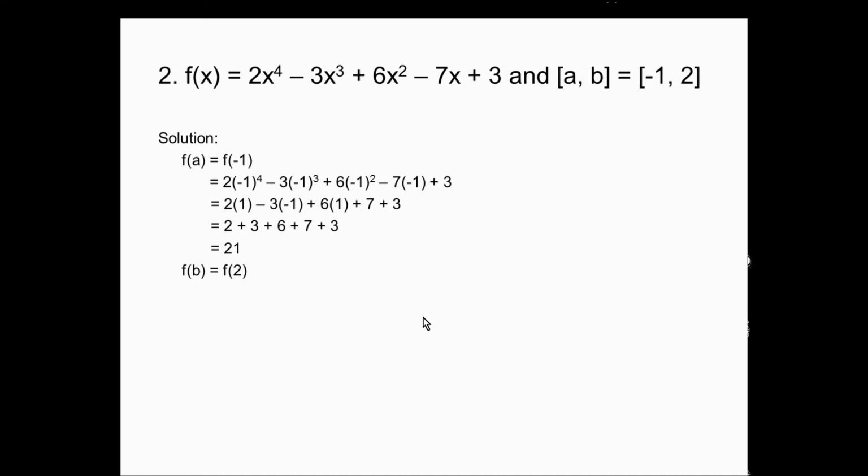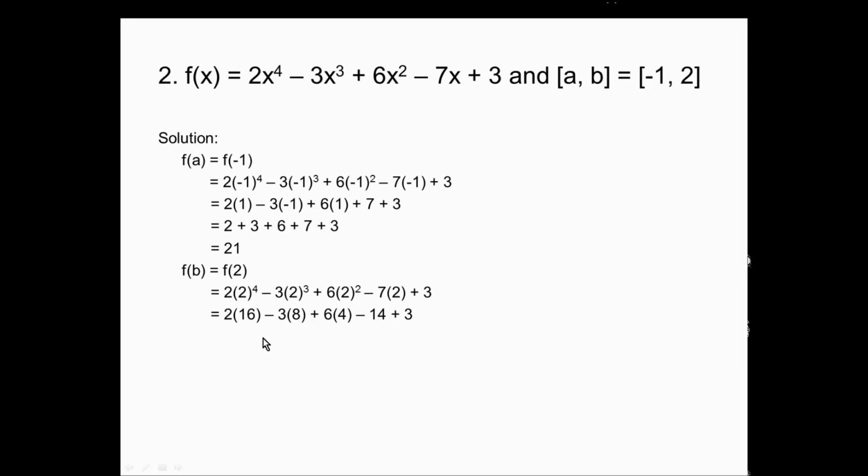And now let's try f of b, which is going to be f of 2. Let's see what happens there. So I have 2 times 2 to the 4th minus 3 times 2 cubed plus 6 times 2 squared minus 7 times 2 plus 3. Okay, 2 to the 4th is 16. So I have 2 times 16 minus 3 times 8 plus 6 times 4 minus 14 plus 3.